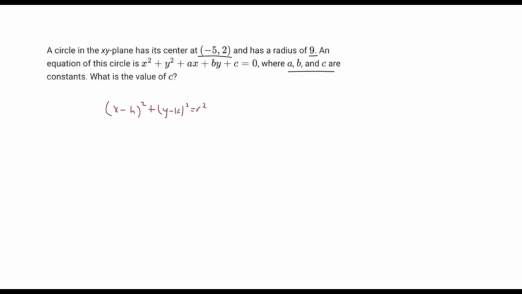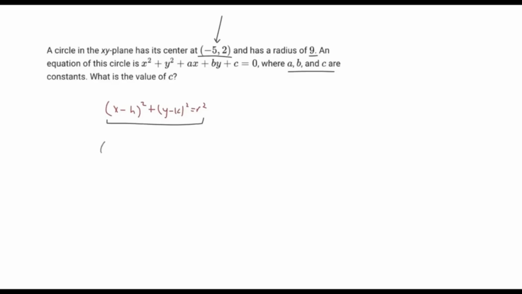Alright, so the thing here is we've drawn out what we have, the standard form for a circle, right? And so what we have are these center coordinates, and we know the center coordinates correspond with h and k respectively in this equation. And we also know the radius, so we can just plug these numbers in.